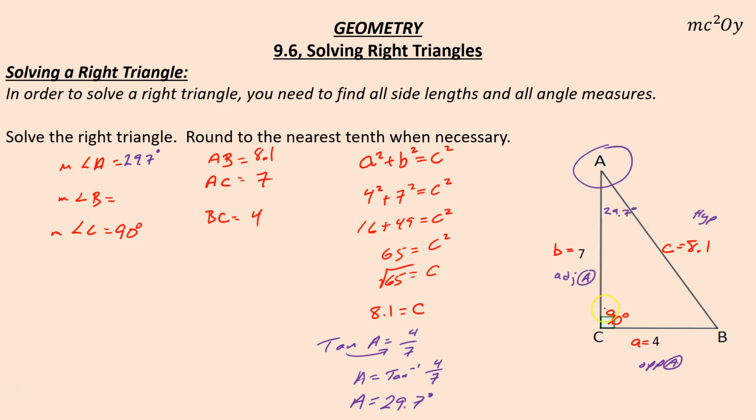Now if I know 2 angles of a triangle, I can find the third because all the angles add up to 180. Or better yet, if one of those angles is 90, the other 2 have to be complementary. So 29.7 plus the measure of angle B has to equal 90, right? And so we move that over, we find out the measure of angle B when we subtract 29.7 from both sides is 60.3. And we have now solved the triangle.